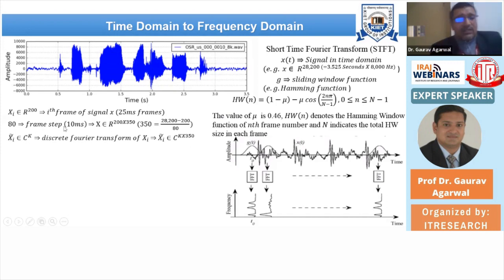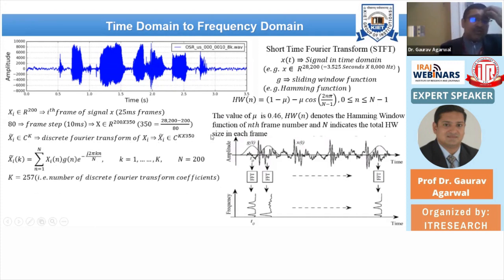For this, we take a single window and apply the discrete Fourier transform. When we apply the discrete Fourier transform, it takes us from real numbers to imaginary numbers. And it is very sure no one in this world would like to deal with imaginary numbers. So we have to apply the discrete Fourier transform coefficients.